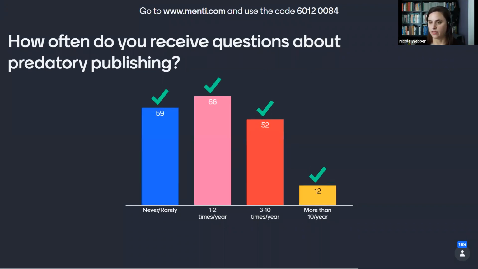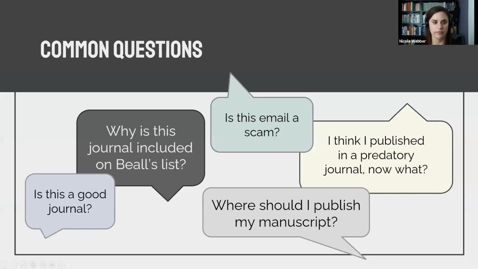So we've got some nevers. Let's see, I think if I hover, we get percentages. Nope, maybe not. So 59 of you said never, a couple times a year, 66, most popular, 52, and then some of you get more than 10 a year. So that's probably quite a few for you to handle, I would think. So thank you for participating in that, and we will discuss some of that.